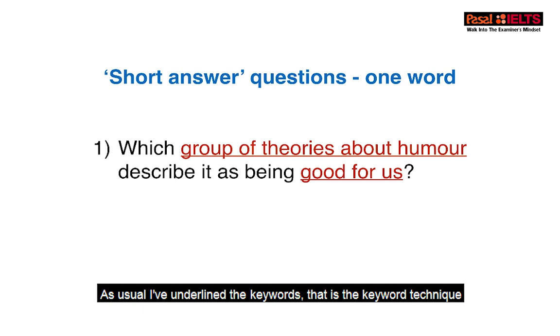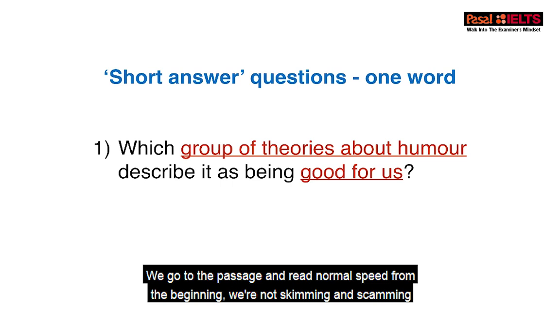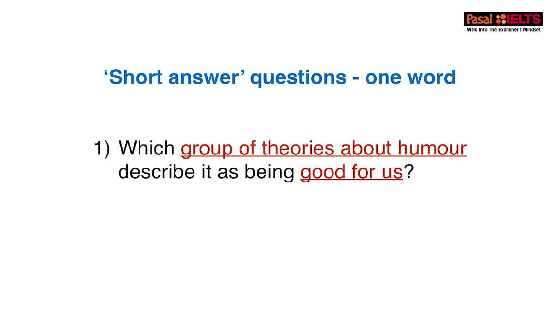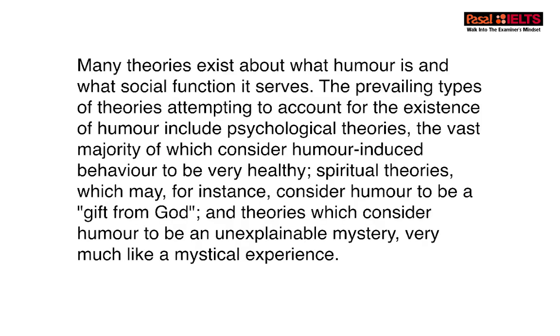As usual, I've underlined the keywords. This is the keyword technique. Keywords that I want to search for. So I'm going to search for group of theories about humour and then being good for us. We go to the passage and read at normal speed from the beginning. We're not skimming and scanning. We're just going to read at normal speed until we find a group of theories that are good for us.